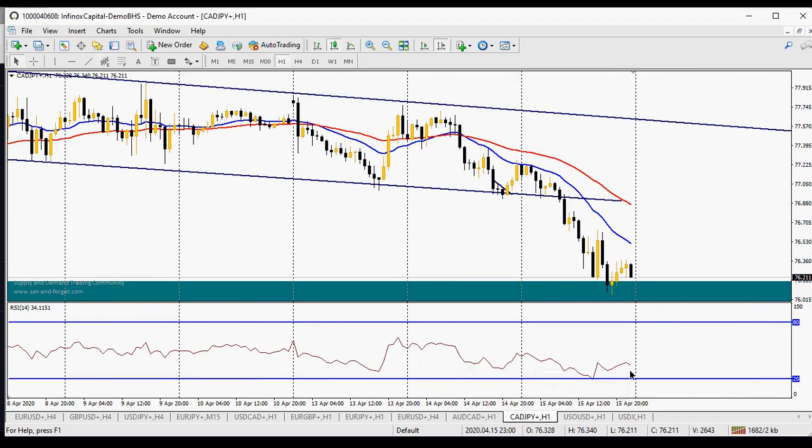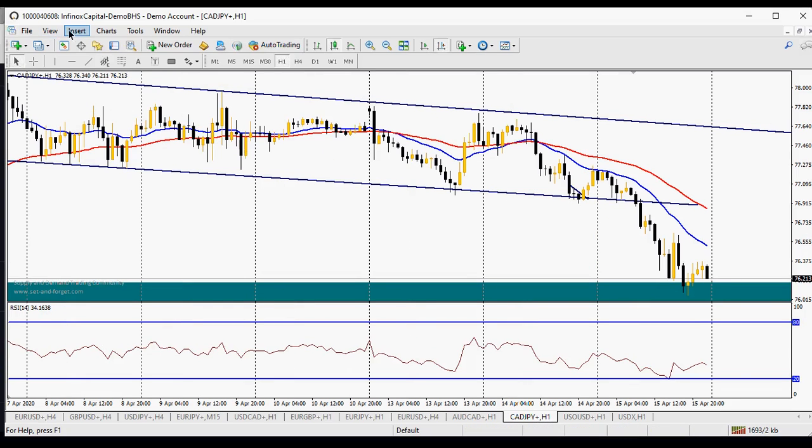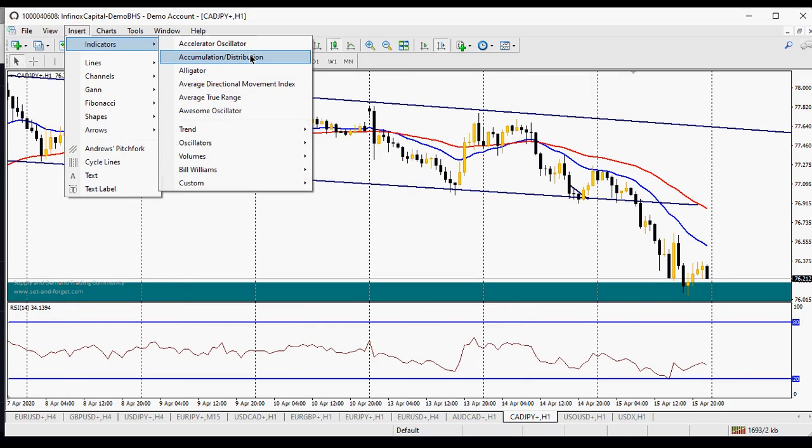So right now this pair is trending down, and everything is still in a downward move. CAD is still very weak, so other pairs are still taking advantage of CAD. CAD is weak, JPY is strong. I can see everything is going down. All right, another example of an oscillator, a very important oscillator, is MACD.